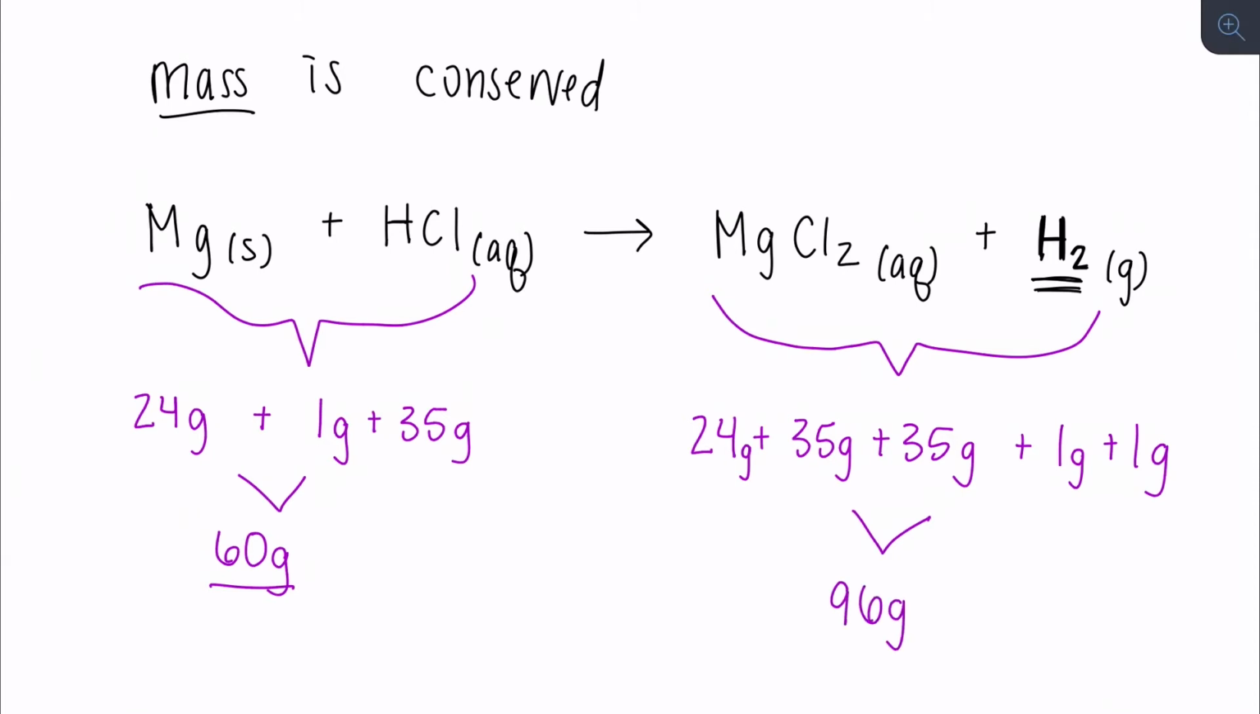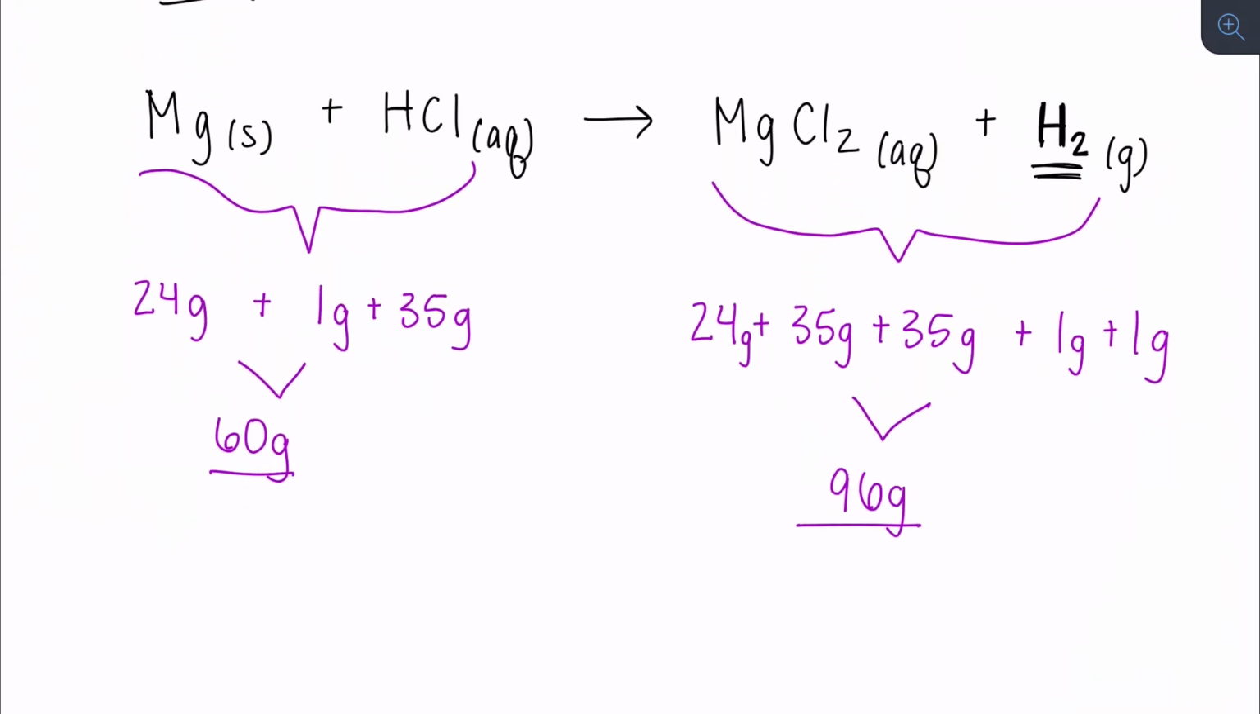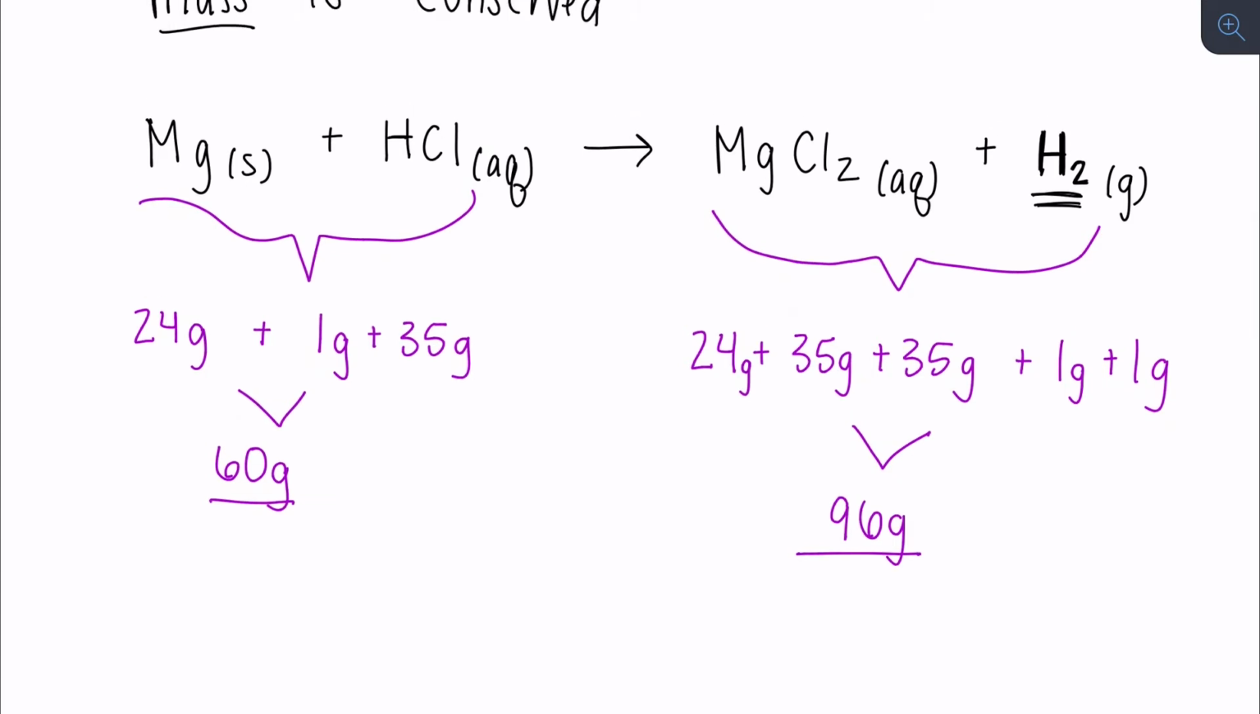So you may be asking yourself, why aren't they the same? And this has to do with the fact that I have not balanced my chemical equation. I have not accounted for all of the atoms. You may have noticed that on this side of the equation, I'm representing 1 hydrogen and 1 chlorine. However, on the product side of the reaction, I have 2 chlorines and 2 hydrogens.